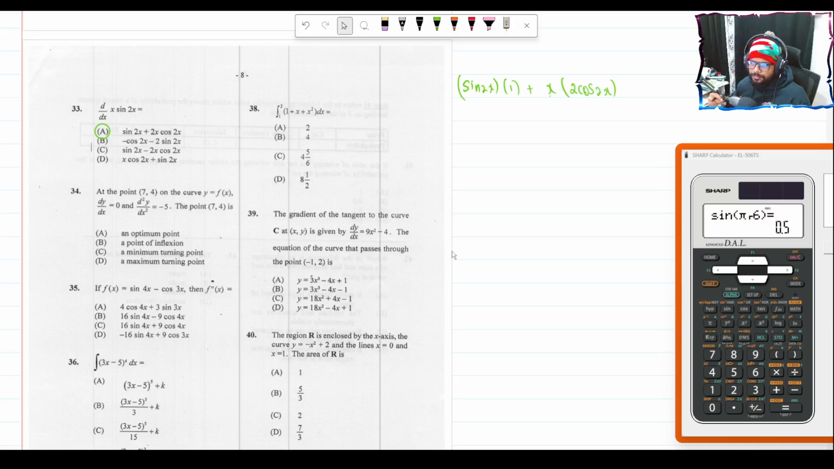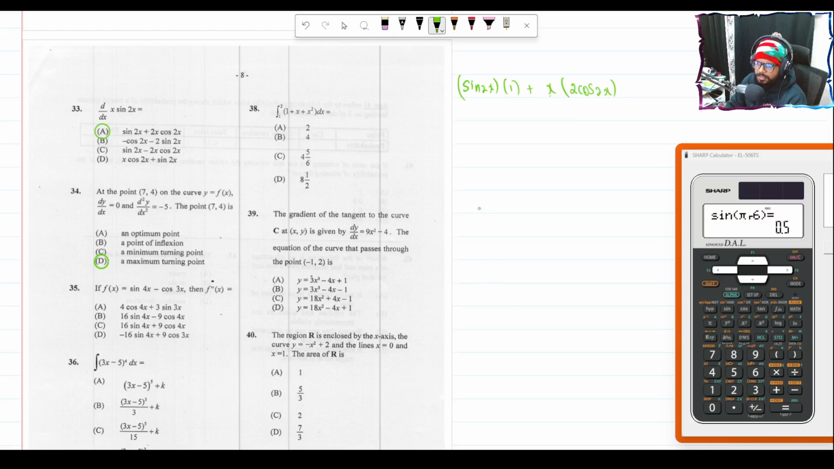At the point 7,4 on the curve y is equal to f of x, dy dx is 0, and d2y dx squared is negative. Since d2y dx squared is negative, we have a maximum point. So we want to differentiate this function twice. And I most believe it's going to be one of these numbers here. Let me check and see.